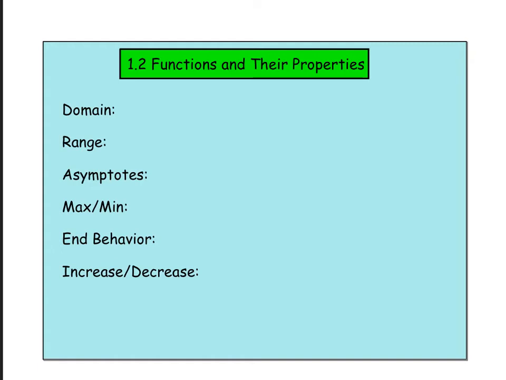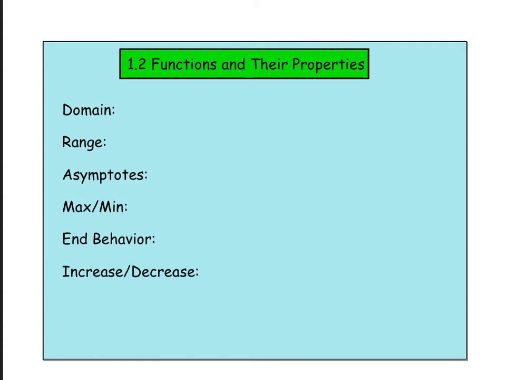We're going to talk about all these different properties: domains, ranges, asymptotes, minimums and maximums, also known as extreme values or extrema, the end behavior, and also where they're increasing and decreasing. So just buckle up, we've got a lot going on. Let's get into it. Let's review what some of this stuff even means.